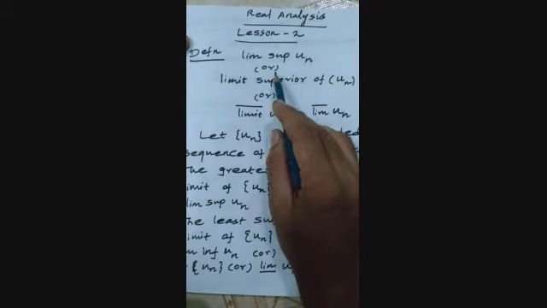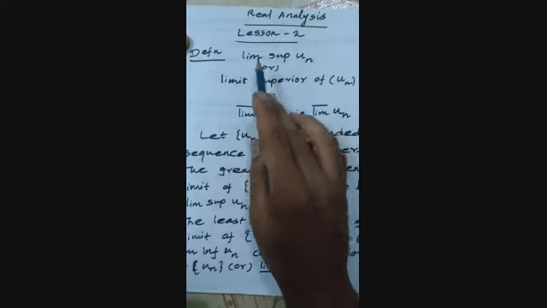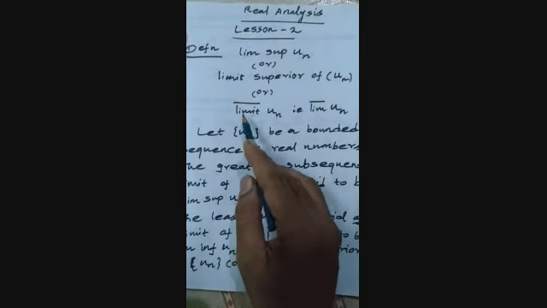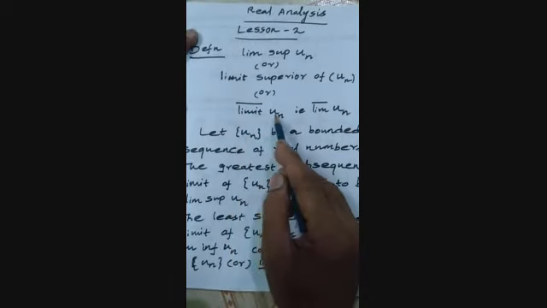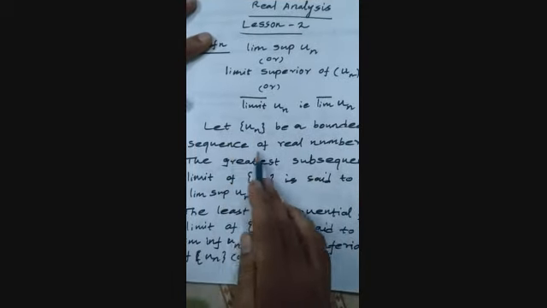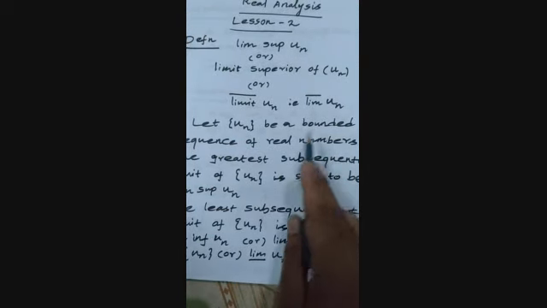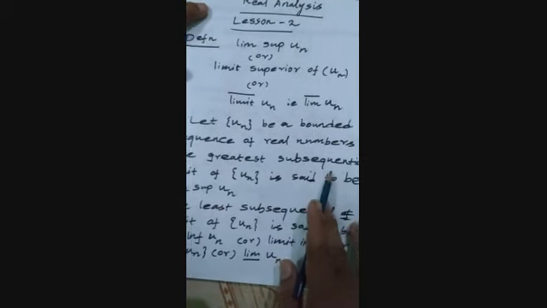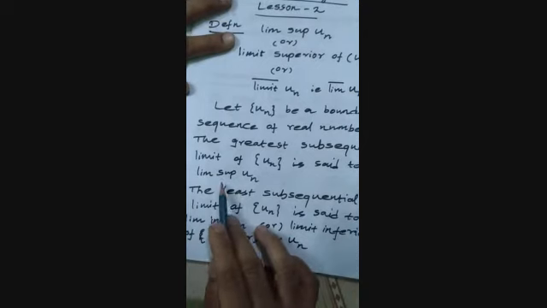Now, what is the definition of limit superior of the sequence? There is lim sup used here, limit superior of Un, or limit superior of Un. These all give the same meaning. I take this sequence to be a bounded sequence of real numbers. Bounded sequence means lower bound, upper bound. The last class we have seen the greatest subsequential limit. The limit of this Un sequence is said to be the limit superior.